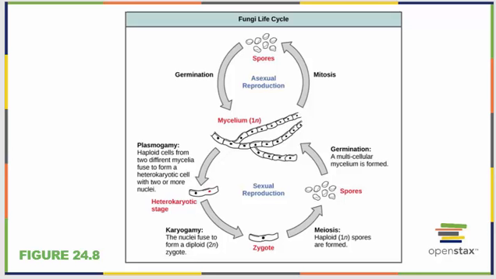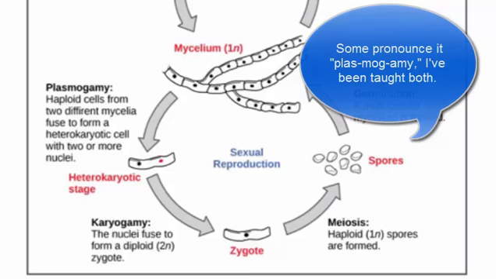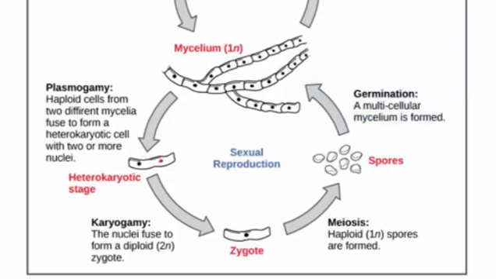Most fungi can undergo both types of reproduction. Sexual reproduction tends to occur as a response to dangerous environmental conditions, and it has 3 stages. In plasmogamy, the haploid cells from 2 different mycelia fuse to form a heterokaryotic cell that contains at least 2 different nuclei. The different nuclei fuse to form one large zygote. The zygote grows via meiosis and releases spores.